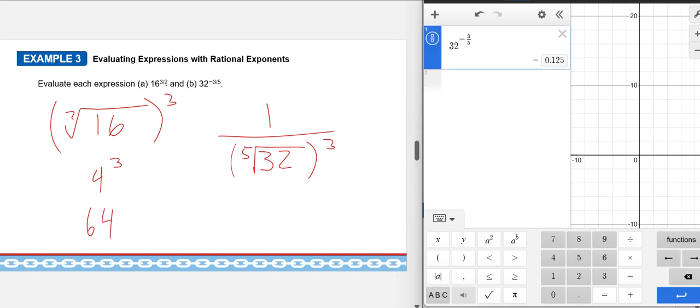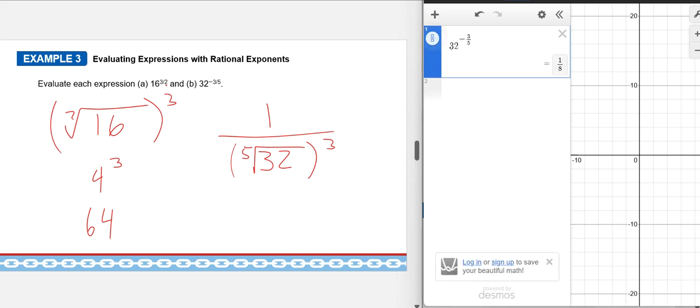On this, you see here in blue, there's this little fraction icon. You can click that and it will change your answer to a fraction for you if that is the form that you need.